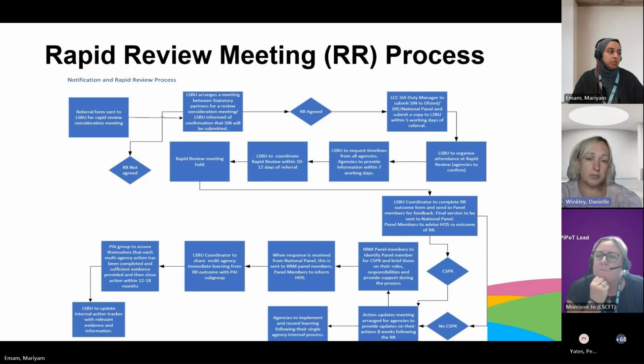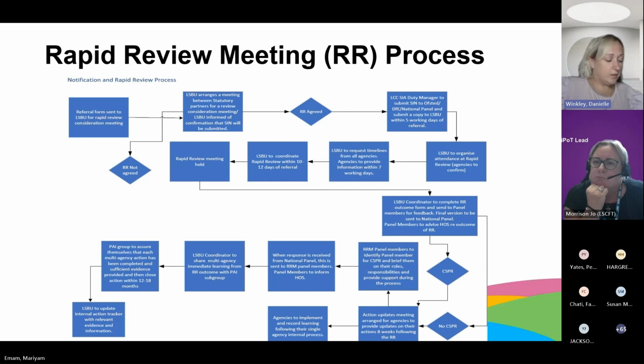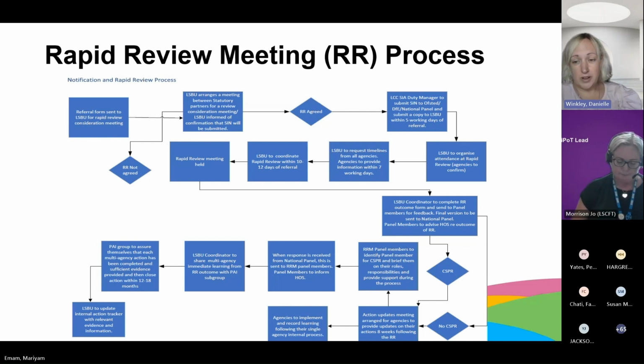So when that referral comes through, we agree if a rapid review is required. We then do an incident notification to the national panel, which is part of the DfE. Following on from that, we'll hold the rapid review, and a lot of this timeline is about how we coordinate that. That's where we collect all of our multi-agency timelines. It's really important that we get them back to the business unit in time so that the rapid review can be held within 15 days of us making notification to the panel.